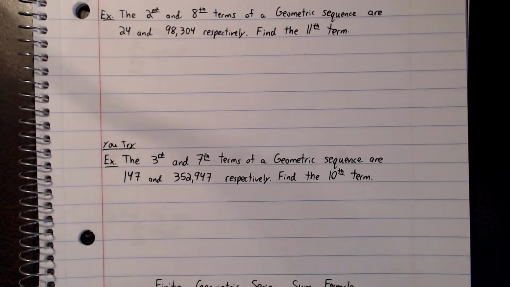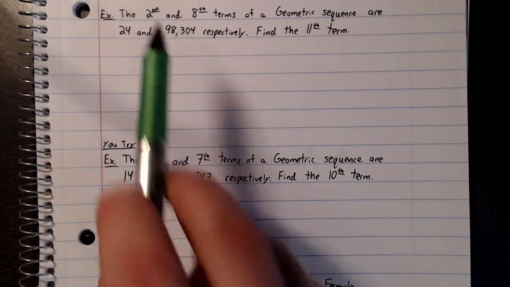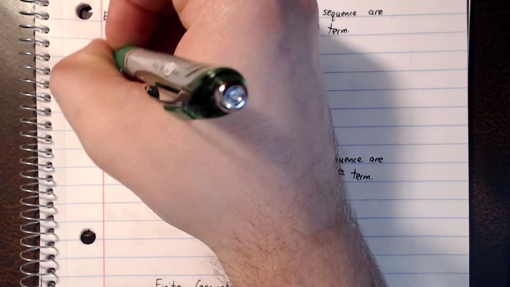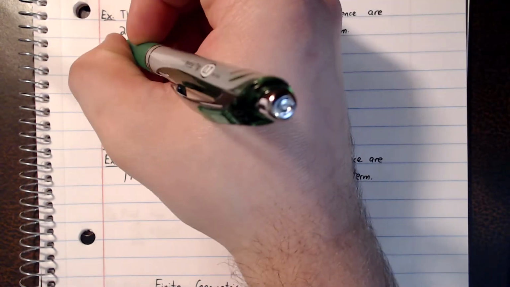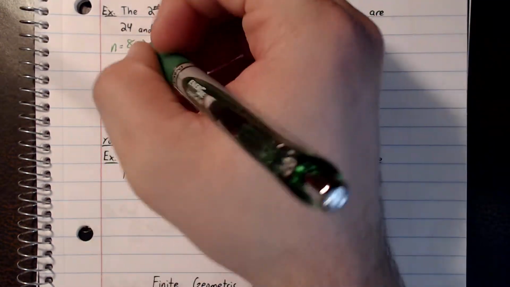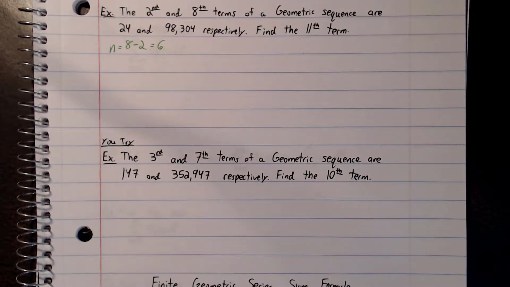So what we need to do is, first of all, we need to figure out how many numbers are in between what they gave us, right? Our n would be the difference between the 8 and the second. So there are 6 terms between these two. Okay. Now let's think about what's going on here, right?